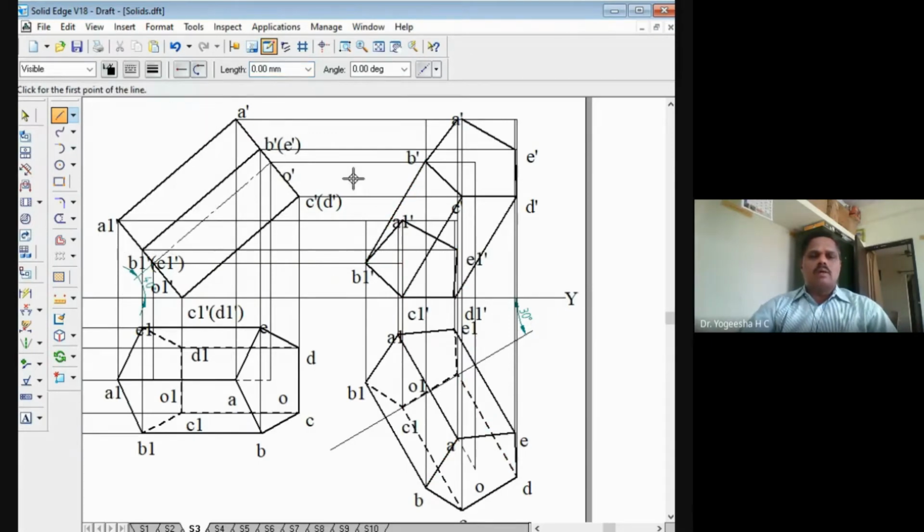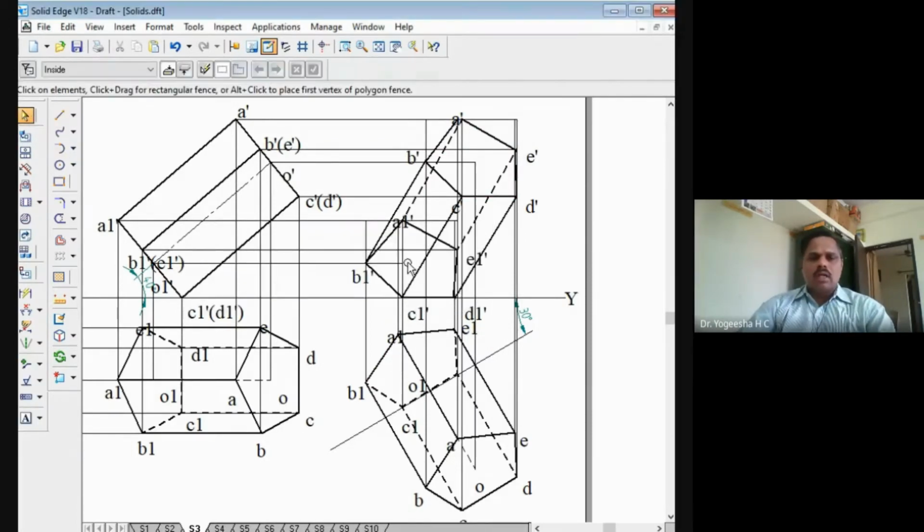You can join them with hidden line. That is A dash to A1 dash, you can join as a hidden line. Then this E dash to E1 dash, you can join as a hidden line. So whatever these lines are there, that is B1 dash to A1 dash, then A dash to E1 dash, then this one E1 dash to D1 dash also will be hidden line. Mark them as hidden lines.